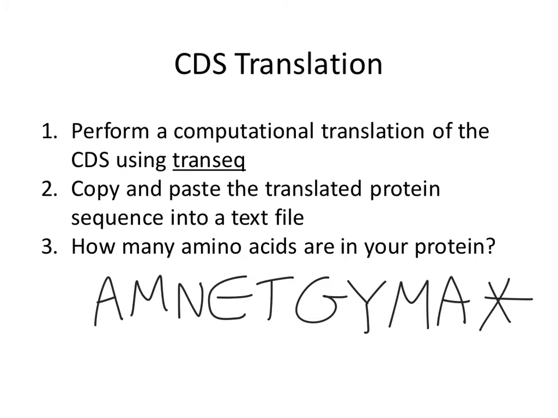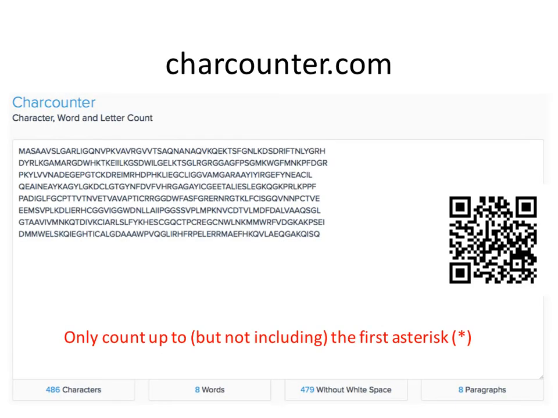Right, so that's normally what I would do: I would paste it into Word and then use the character count tool to tell me how many characters are in the sequence, and then I'd know how many amino acids it was. If you don't have access to a program that does that, then you could just go to the website that does exactly the same thing. So you paste the protein sequence into charcounter.com and it tells you how many characters, single letters, single amino acids, are in the sequence.